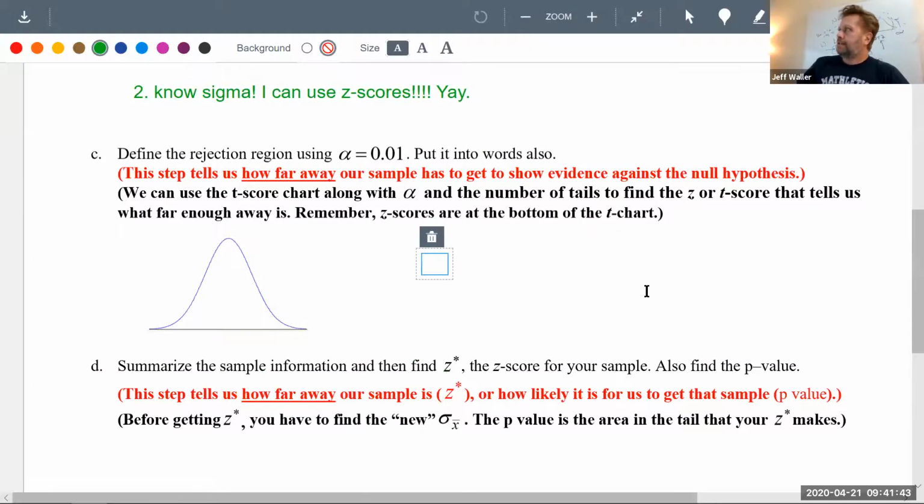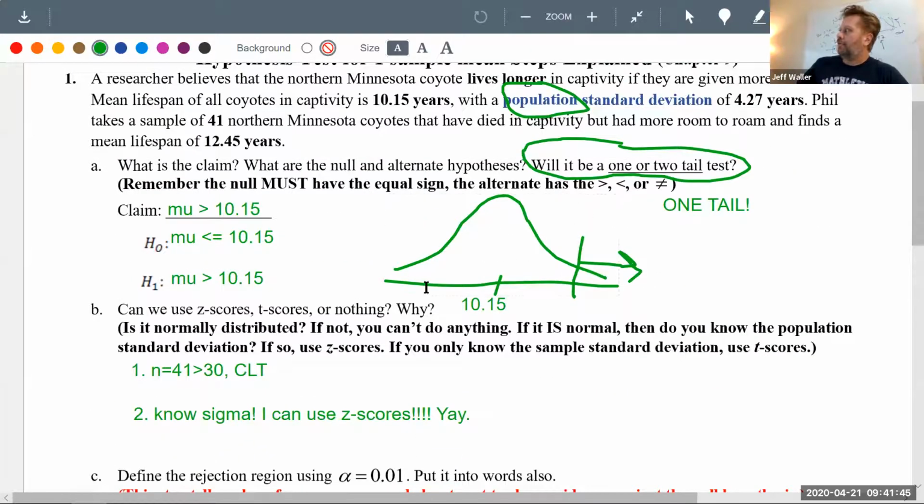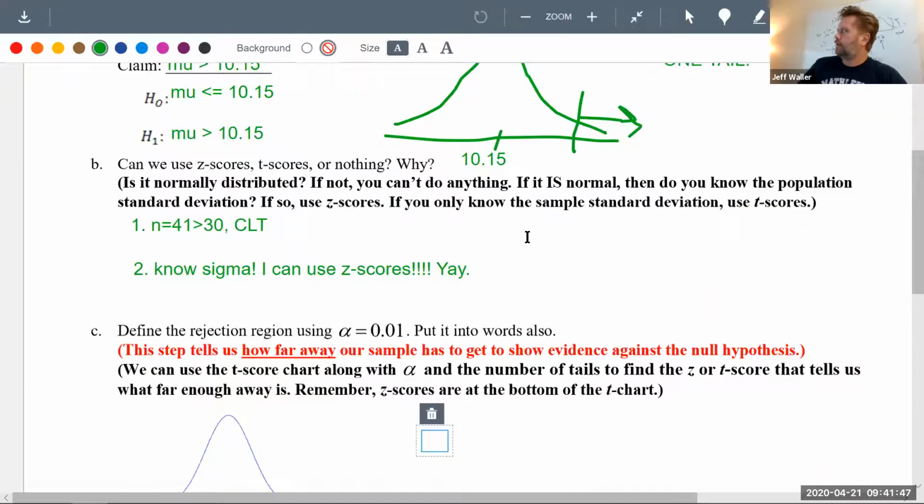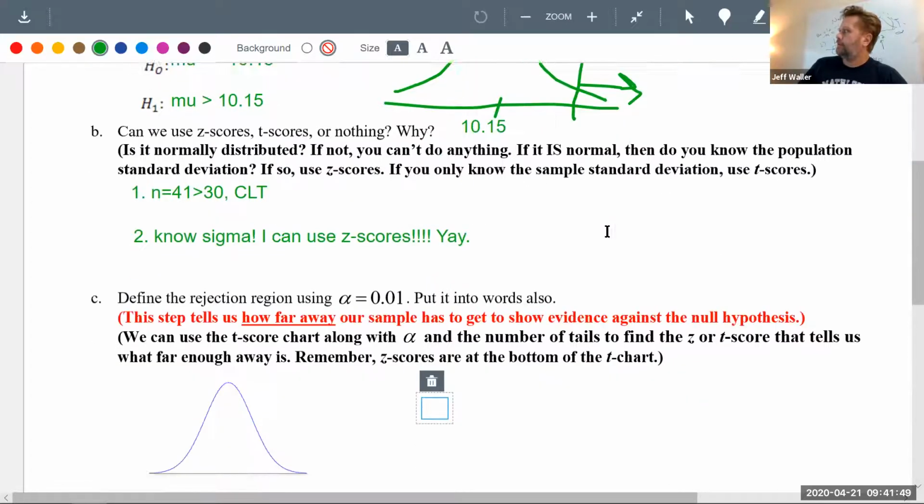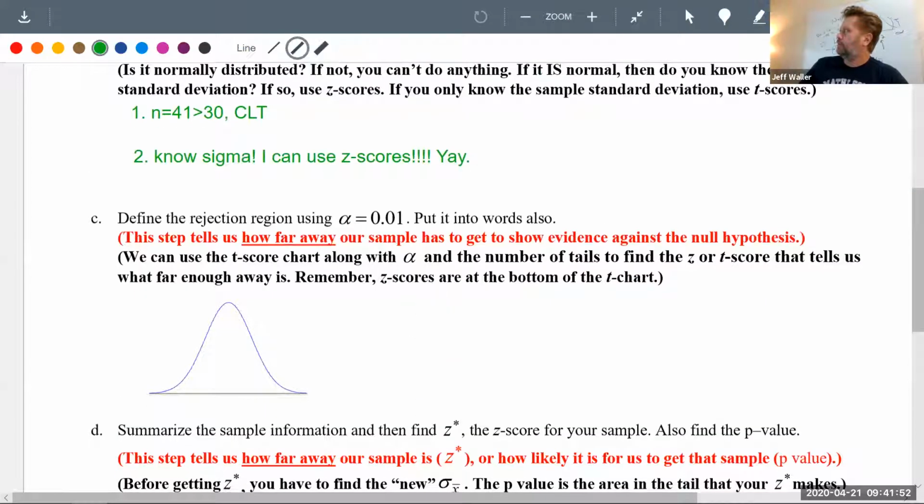So part C is going to make this a little more formalized. We're actually going to define where that is. And look, what's the most important thing I tell you in part C? And by the way, this is called the rejection region. We'll talk about why in a minute. But it's going to be up here, right? We already determined it's going to be up there. What does this mean?